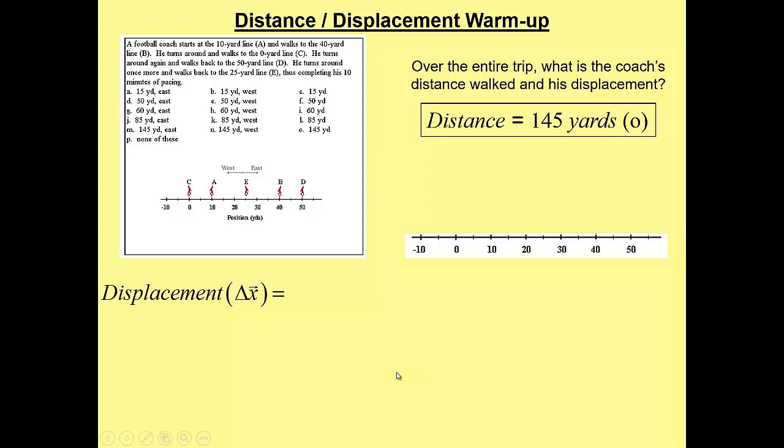Well, let's remember that displacement means change in position. And to find the change in a quantity, you have to take where you end up. And he ends up at point E, which is the 25-yard line. So here he is at the 25-yard line, point E. So that's 25 yards. Minus his initial position. In this case, he started at A. So notice I'm using X sub E for the final and X sub A for the initial. And he started at 10 yards, which is position A.